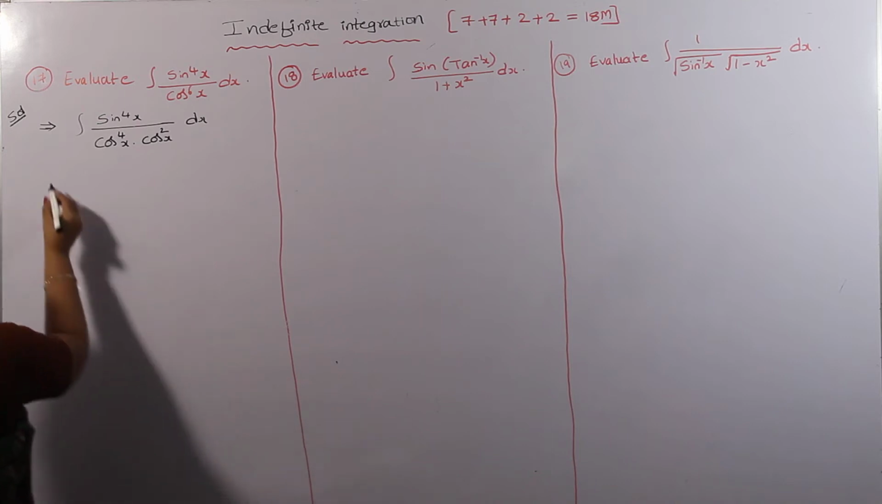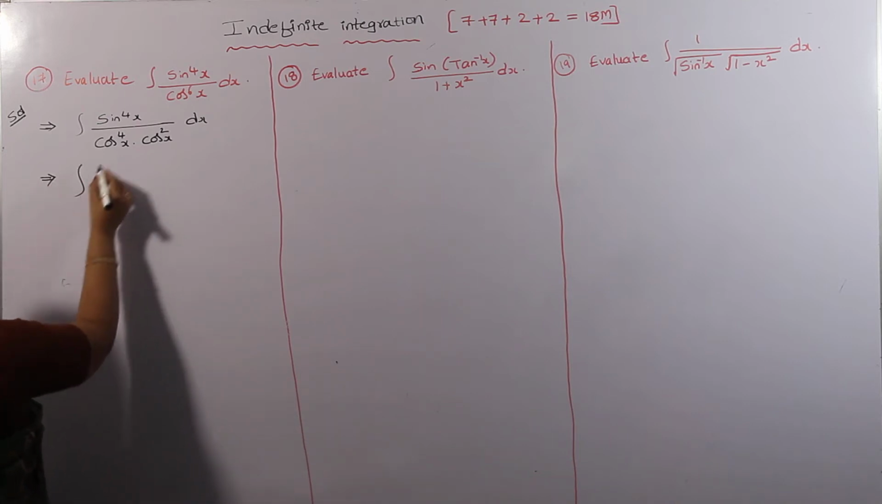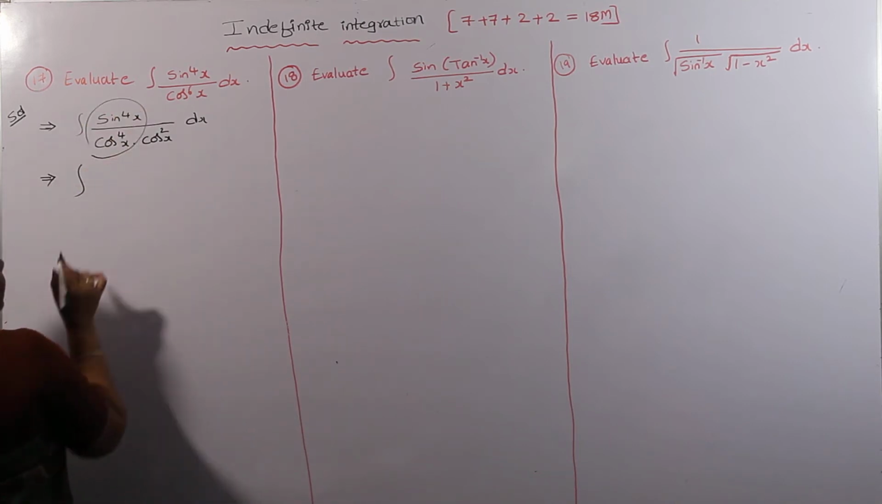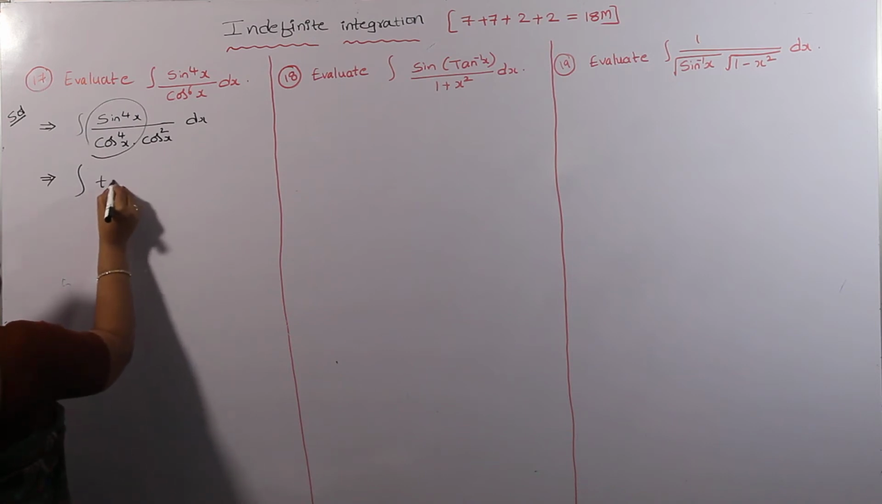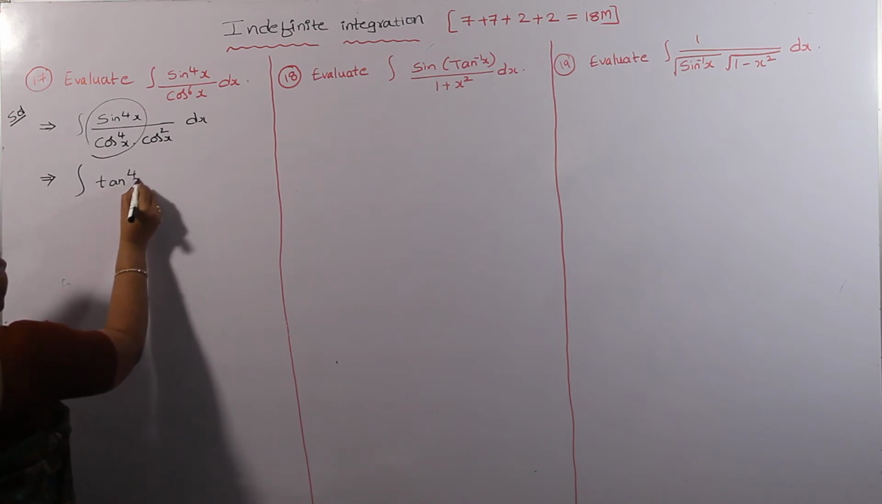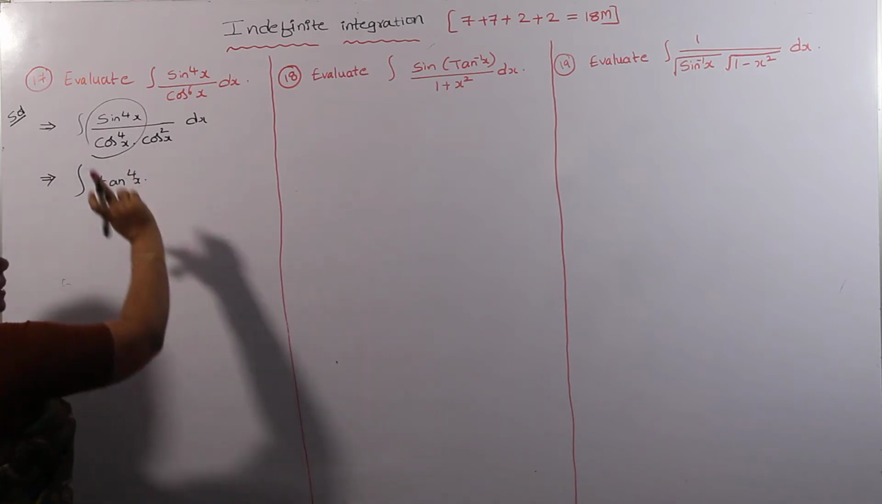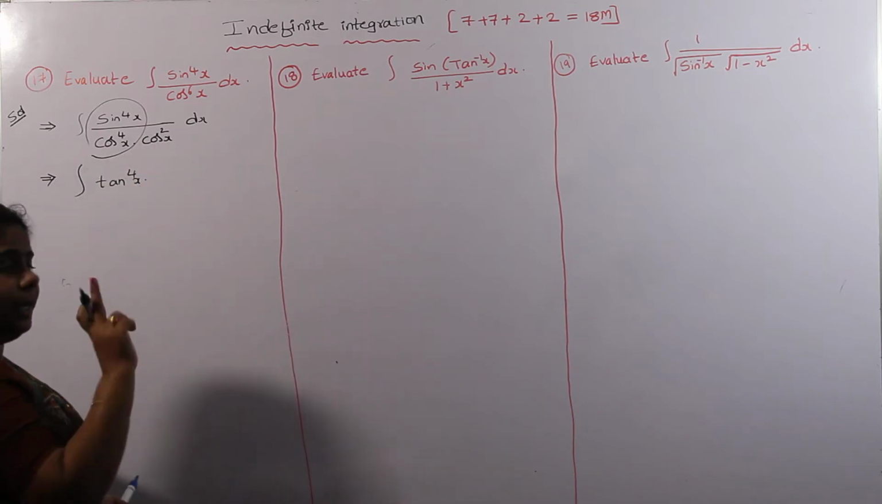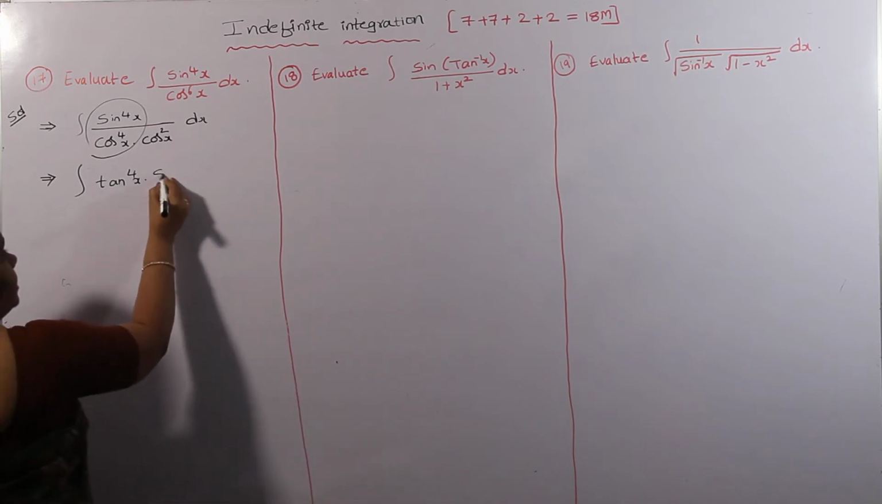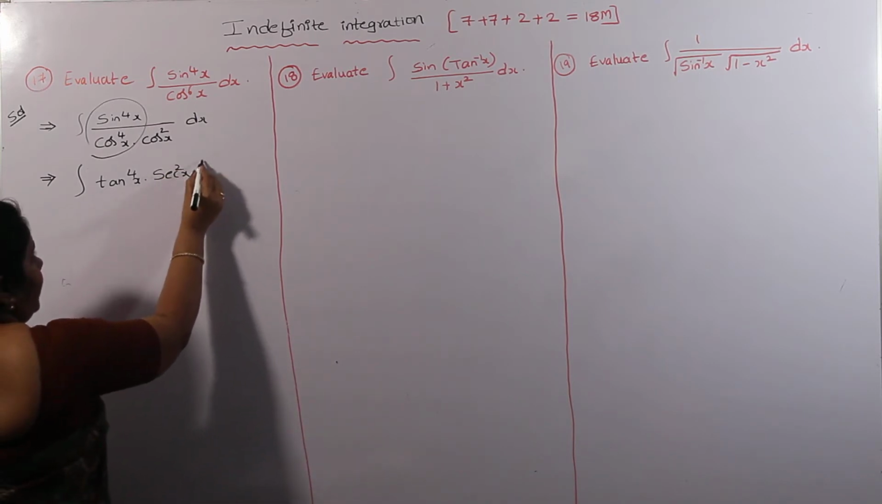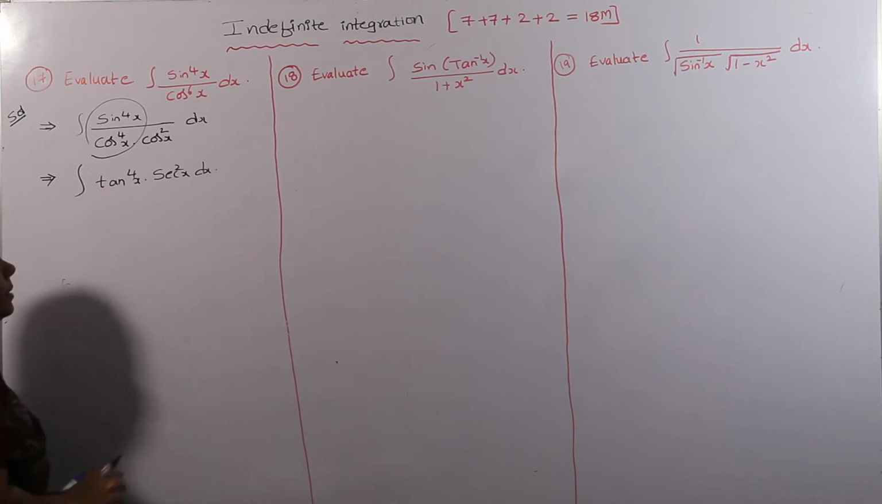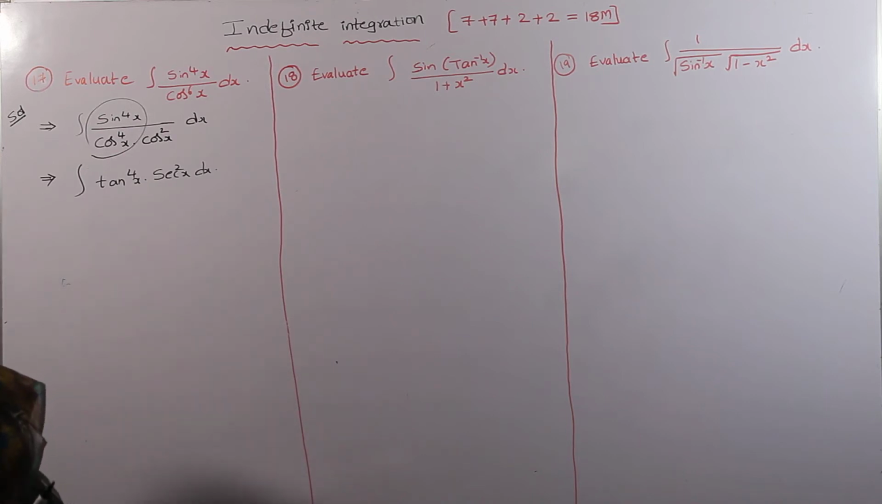Now this can be written as the integral of sin by cos, and sin by cos is tan. So sin^4 x by cos^4 x can be written as tan^4 x, and the remaining cos^2 x is taken to the numerator and becomes sec^2 x. Sec^2 x dx is taken as it is. Now it becomes the substitution model.